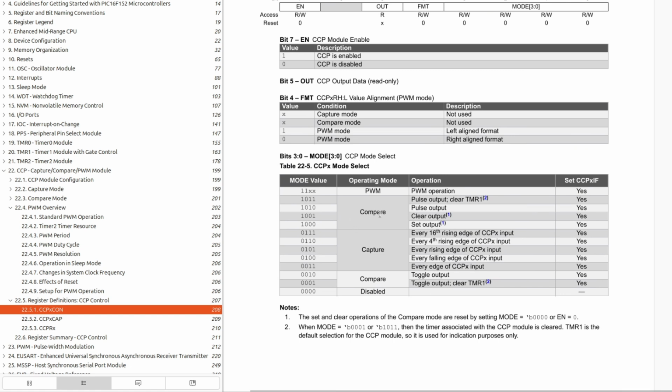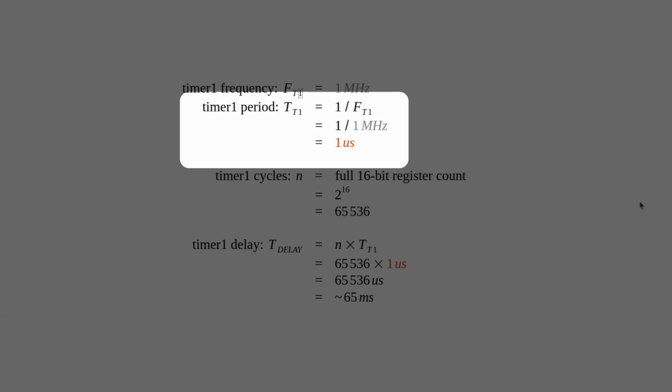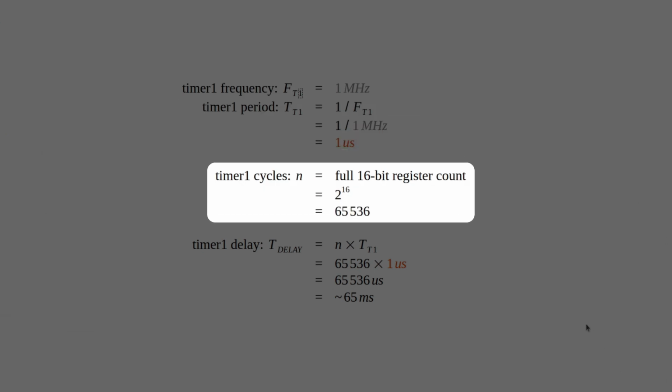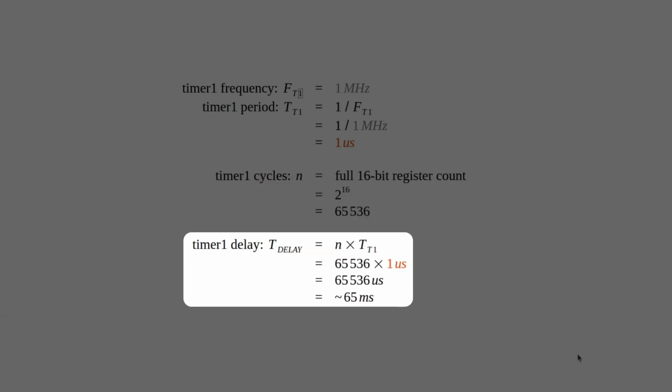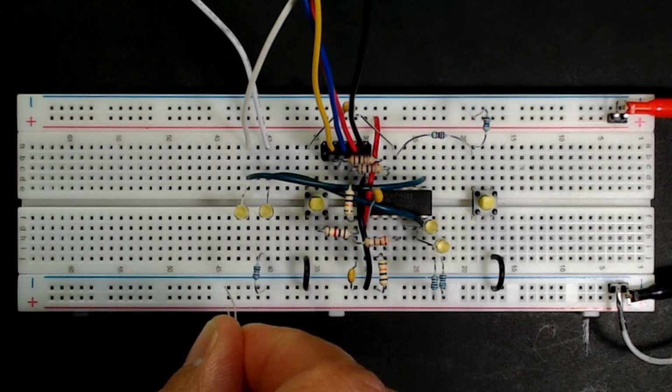So the specific action that I want to configure for the compare mode is to set the output, which means that in the compare set mode, the peripheral will wait for 1 full cycle of timer 1 and then set the output. And based on our timer 1 frequency of 1 MHz, we know the period is 1 microsecond. And since timer 1 is a 16-bit register, it will count to 65,536. Which will take just over 65 milliseconds. We need to know when that happens, so let's wire up another indicator LED to RC2, and we can create an event handler to simply turn on the LED on RC2 once the compare action in this peripheral is triggered.